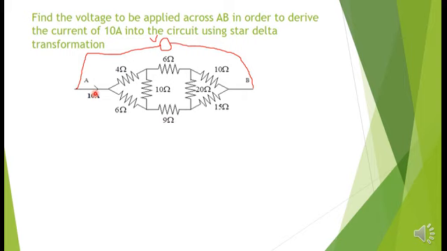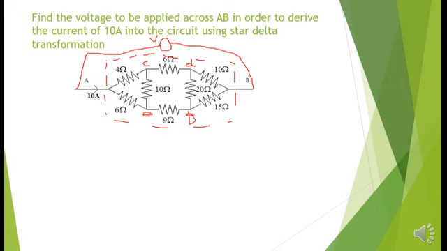10 amps. So whenever the supply voltage is to be calculated, supply voltage is equal to I into R based on Ohm's law. So here I need to find the equivalent resistance across this A and B. Right? So I need to find equivalent resistance across A and B. So to find the equivalent resistance, I name these nodes C, D, E and F.